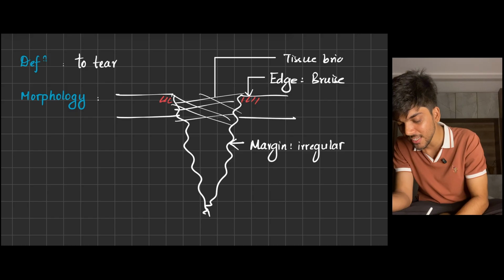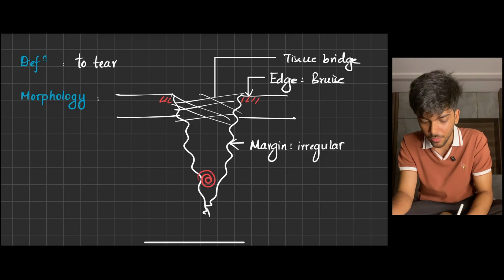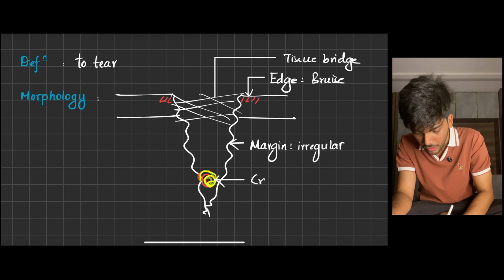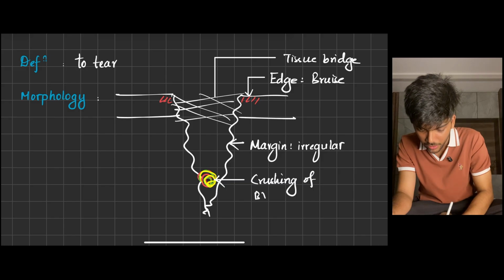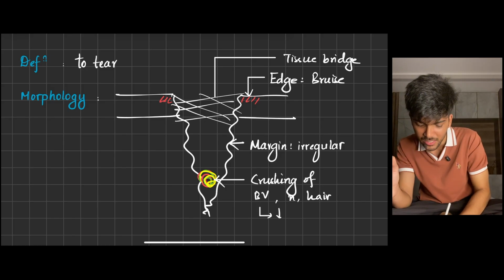And finally, since it is as a result of blunt force, the blood vessel at the bottom gets crushed, the hair follicles get crushed, and the nerve also gets crushed. So there is crushing of blood vessel, nerve, and hair. Since the blood vessel is crushed, there is less space for blood to leak out, so there is less bleeding.